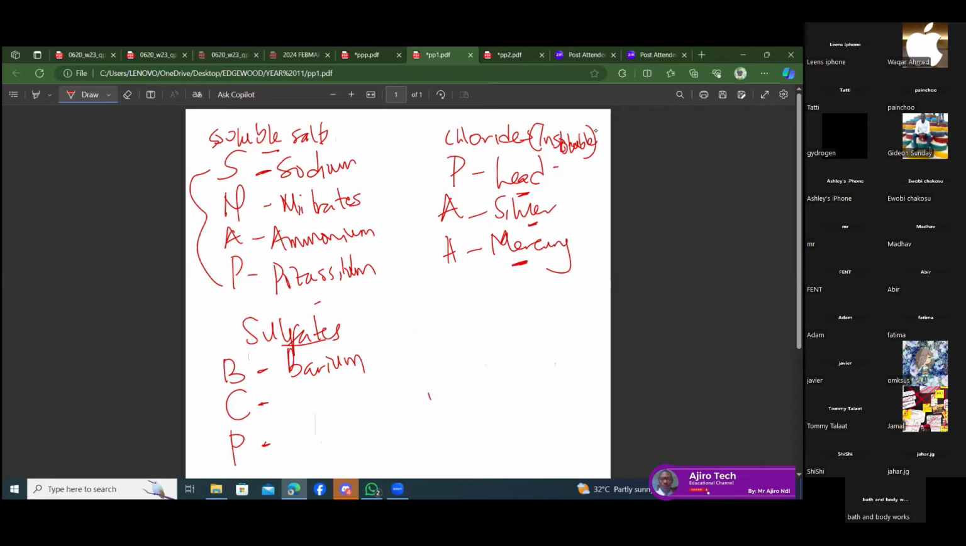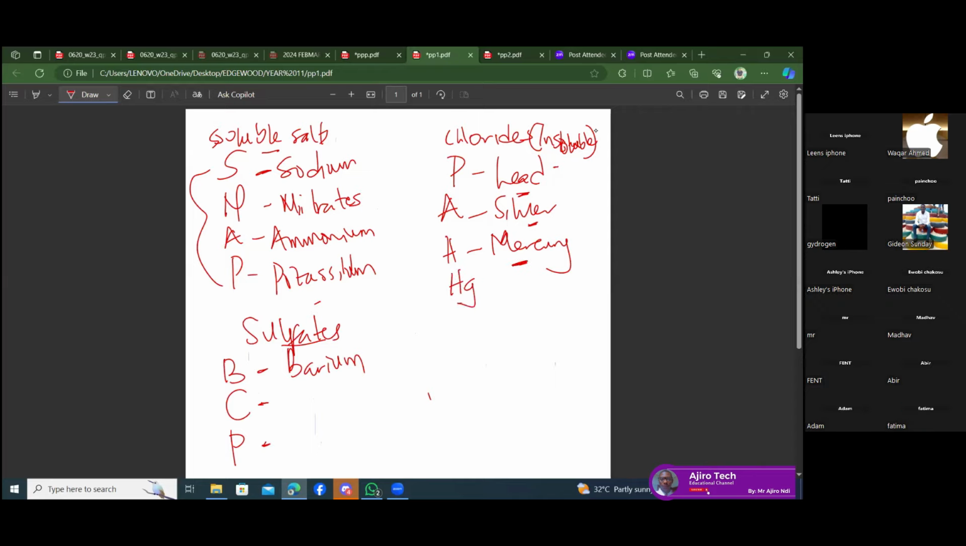We have mercury as an element, which is Hg. We have calcium and we have lead as well. These are the sulfates that are insoluble. So the sulfates of barium, calcium, and lead are insoluble.